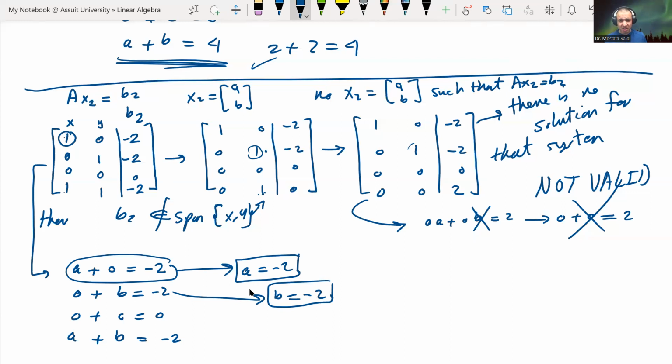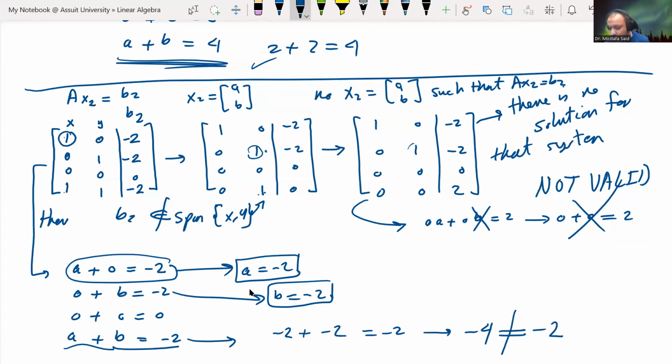The third equation doesn't give us any information, but the fourth equation is saying that minus 2 plus minus 2 equal to minus 2. Is that correct? No, because the left-hand side is minus 4, and minus 4, of course, doesn't equal minus 2. So again, the system is not solvable. There is no a and b such that A x2 equal to b2.